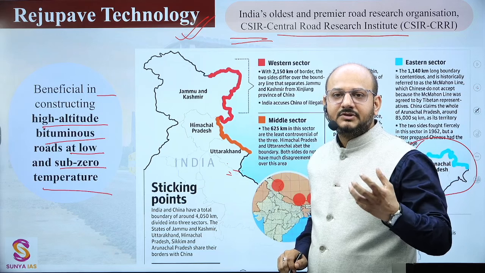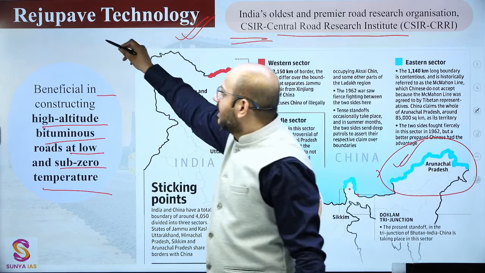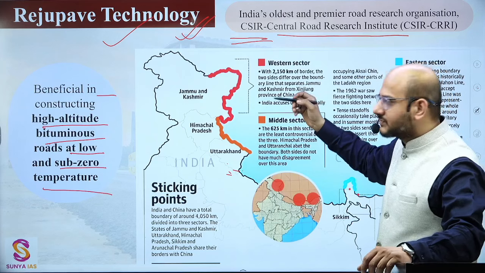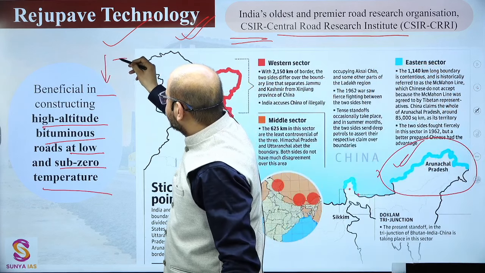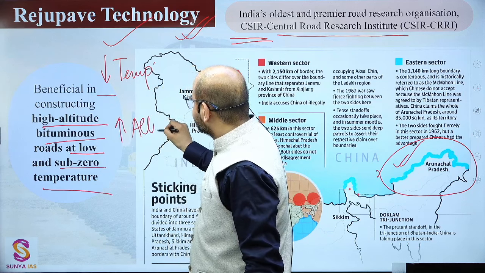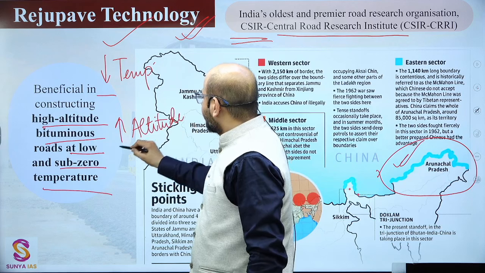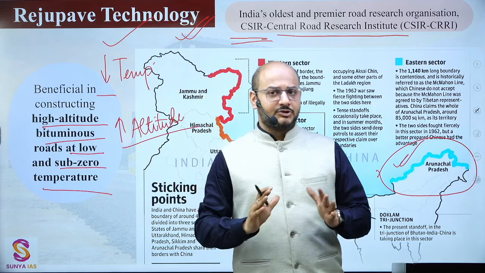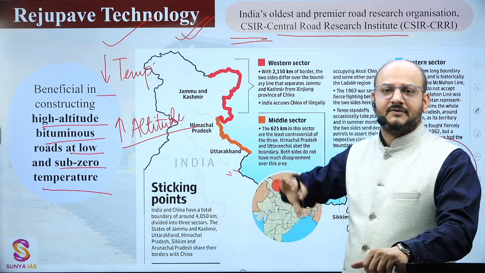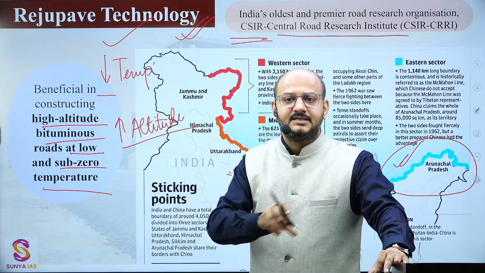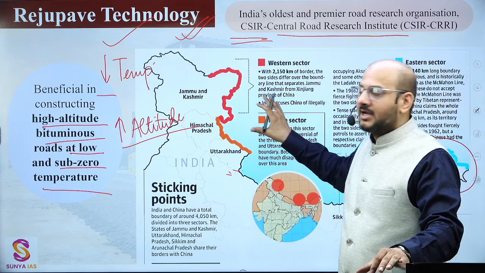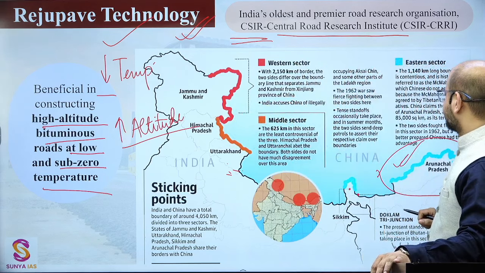तो वो रोड के जो टेक्सचर है वो खराब ना हो जाए, इसके लिए हम रिजुपेव टेक्नोलॉजी यूज करते हैं. Northern borders, particularly at very high altitudes where low temperatures are there. Low temperature and high altitude. In the examination, a very simple question can come. Rijupave technology, often seen in the news, is related to what? Different options could be there, such as 5G technology, road construction, etc. It is related to high altitude, low temperature, bituminous road construction.